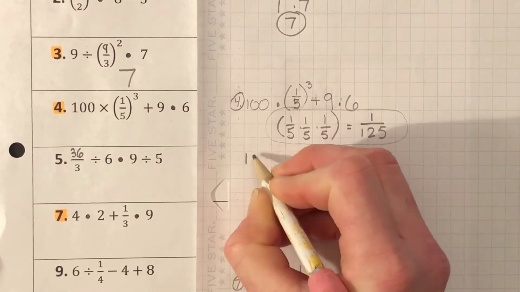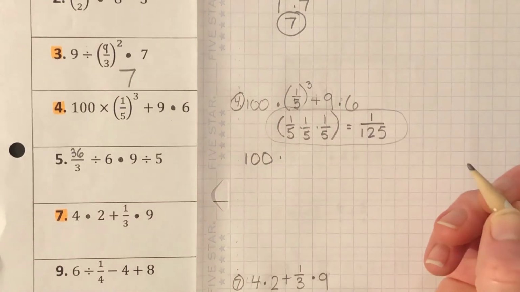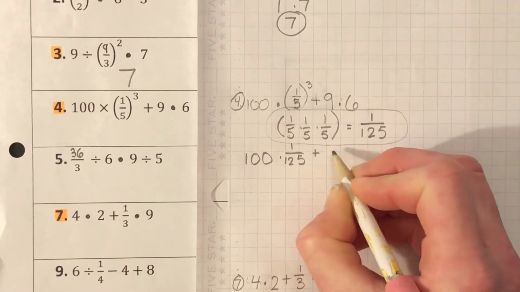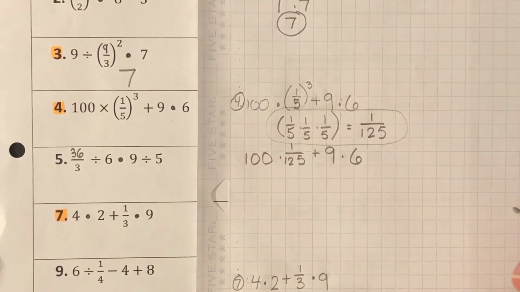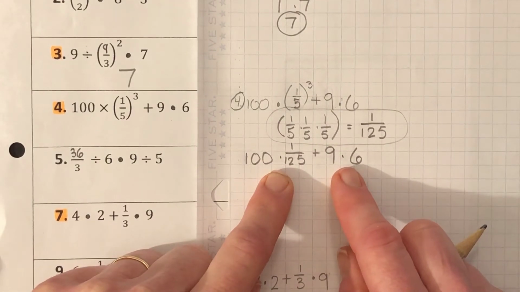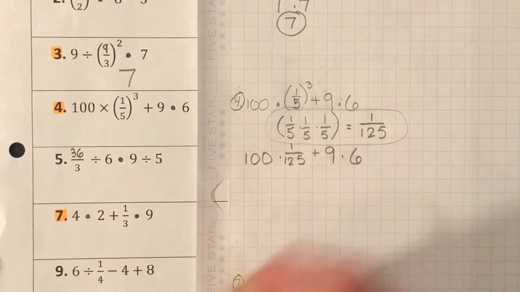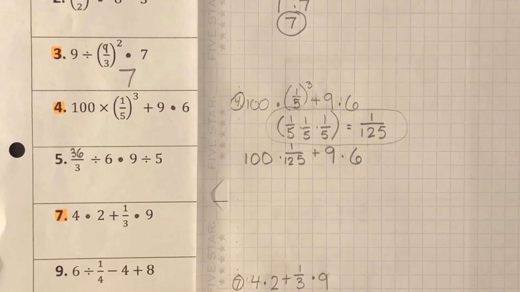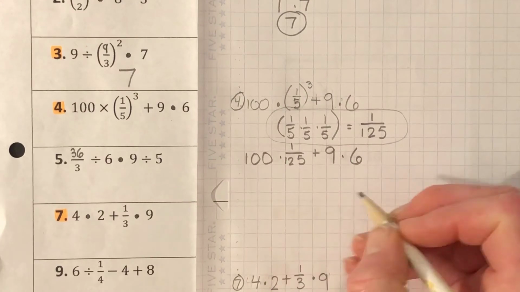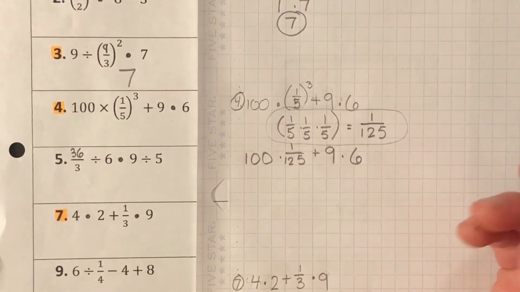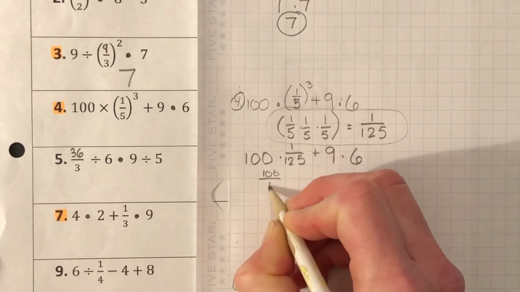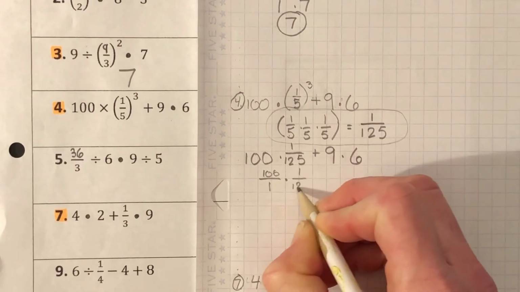Let me go ahead and now I'm going to rewrite this, having simplified that. I now have 100 times 1/125th, wow, plus 9 times 6. I have 2 different multiplication operations. I'll go left to right, so I'll do this one first. 100 times 1/125th. So I'll just go through the process of writing it out. There's an easier way to think about it, but for now I want to show you, multiplying these out would be 100 over 1 times 1 over 125.